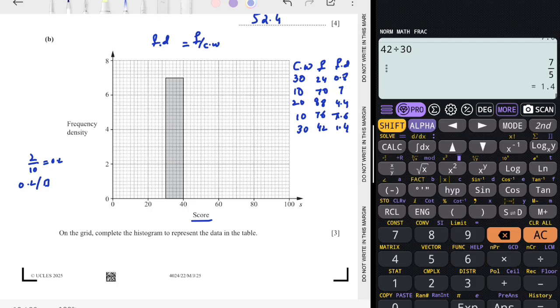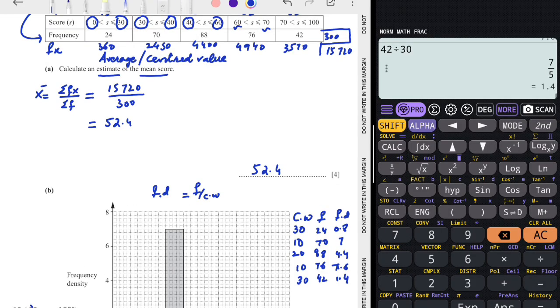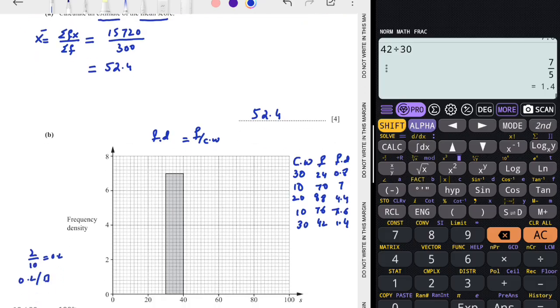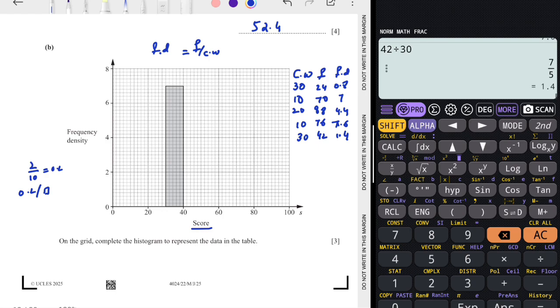Now according to the densities, we have to see the first class interval, that is 0 and 30, and the value against 0 to 30 is 0.8. So we are going to make a rectangular bar against that value. So 0.8 would be here somewhere, and 30 is here.